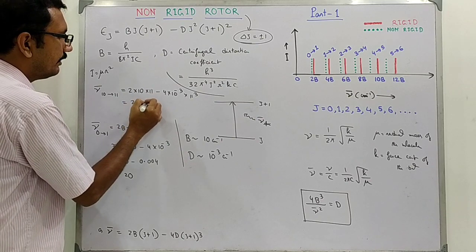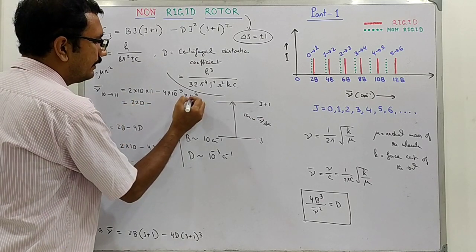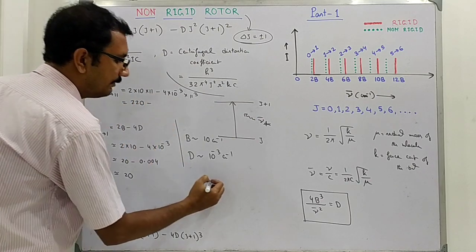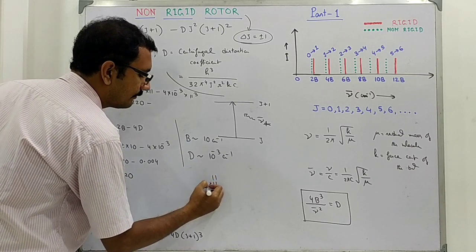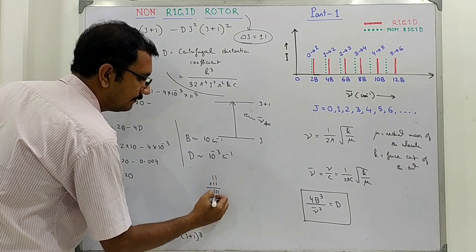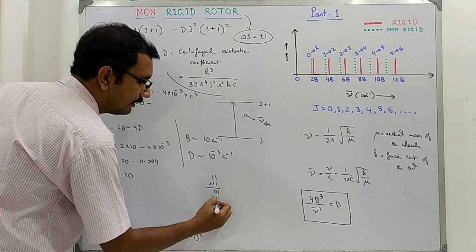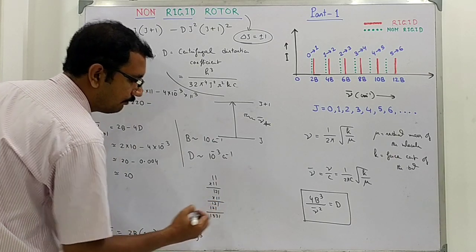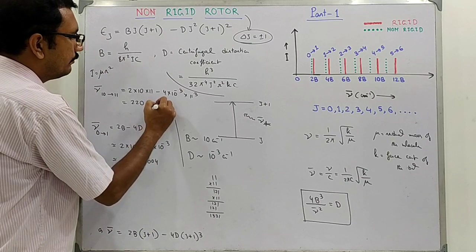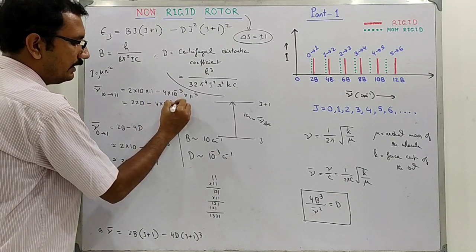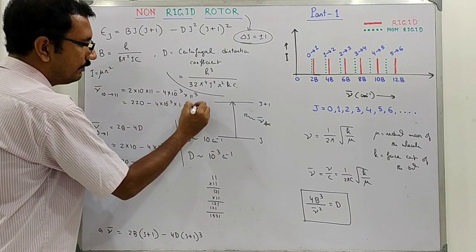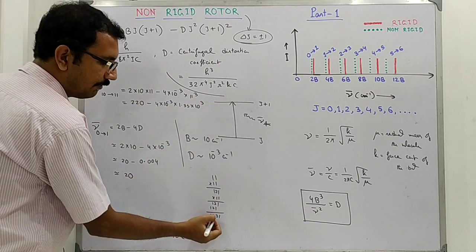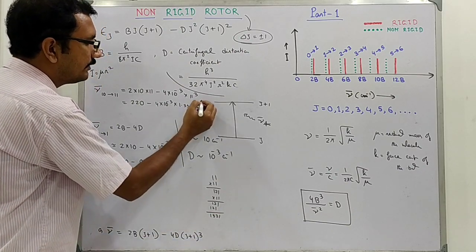So, it is 220 minus 11 into 11, it is 121, and again 11. So, it will be 121, 121. So, it is 1331. So, it is 4 into 10 to the power minus 3 into 1.33 into 10 to the power 3. This 1331 is 1.33 into 10 to the power 3.